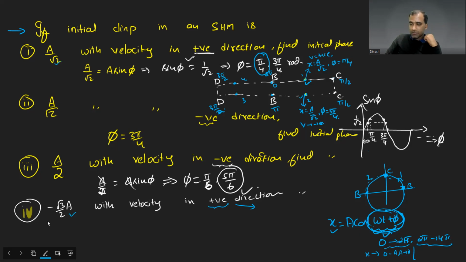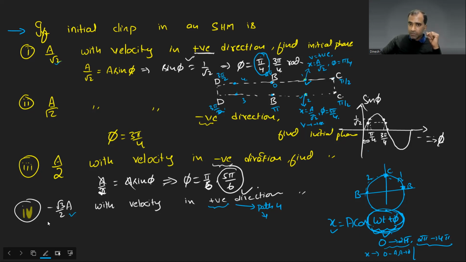Velocity is in the positive direction, the right side direction. Right side is taken as positive, no? So tell me, now this corresponds to what? Path 4. If path 4, what should be the phase now? What is the phase range for path 4?